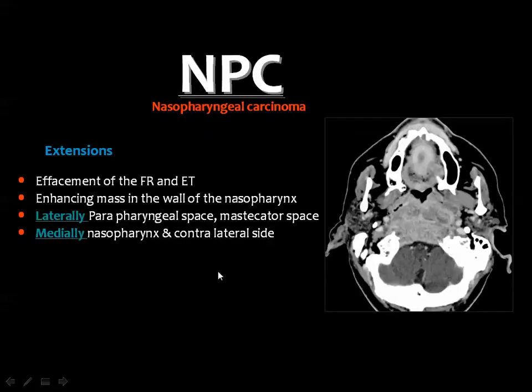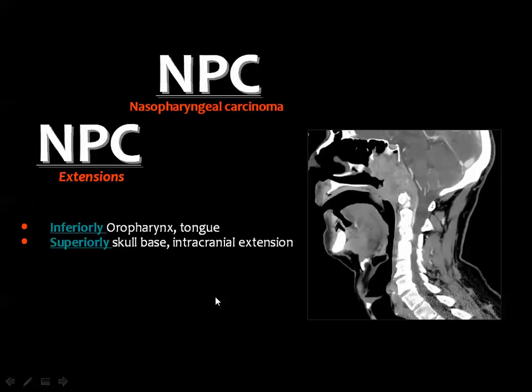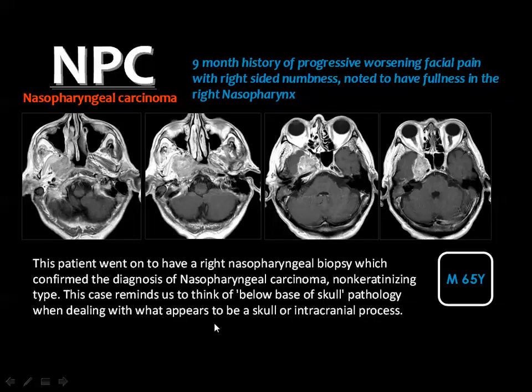Then laterally, it will involve the parapharyngeal space, encroaching on the parapharyngeal fat, while medially, the tumor can cross the midline to the opposite side. Inferiorly, it will go to the oropharynx. Superiorly, it will infiltrate the skull base with an intracranial extension.